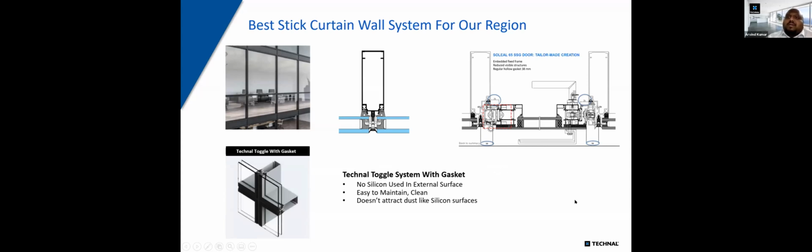So if you have an operator who's having a tough time finding good cleaners on the facade, I think this is a much more forgiving system, because you can just clean it with water and the dust will just fall away, because they don't attract dust as much as silicone does.